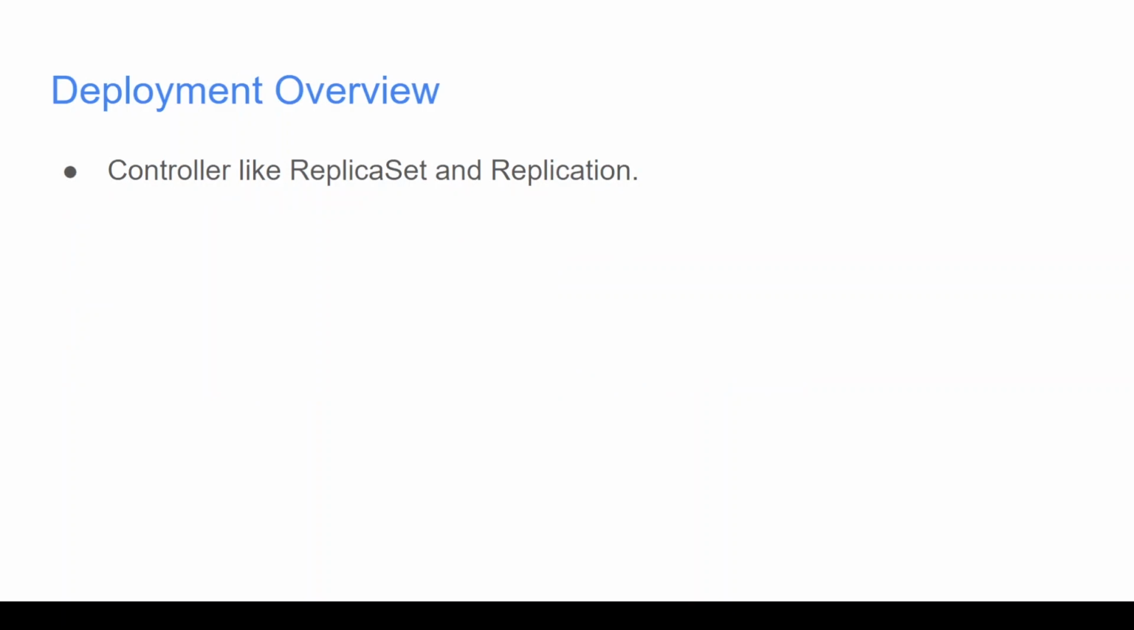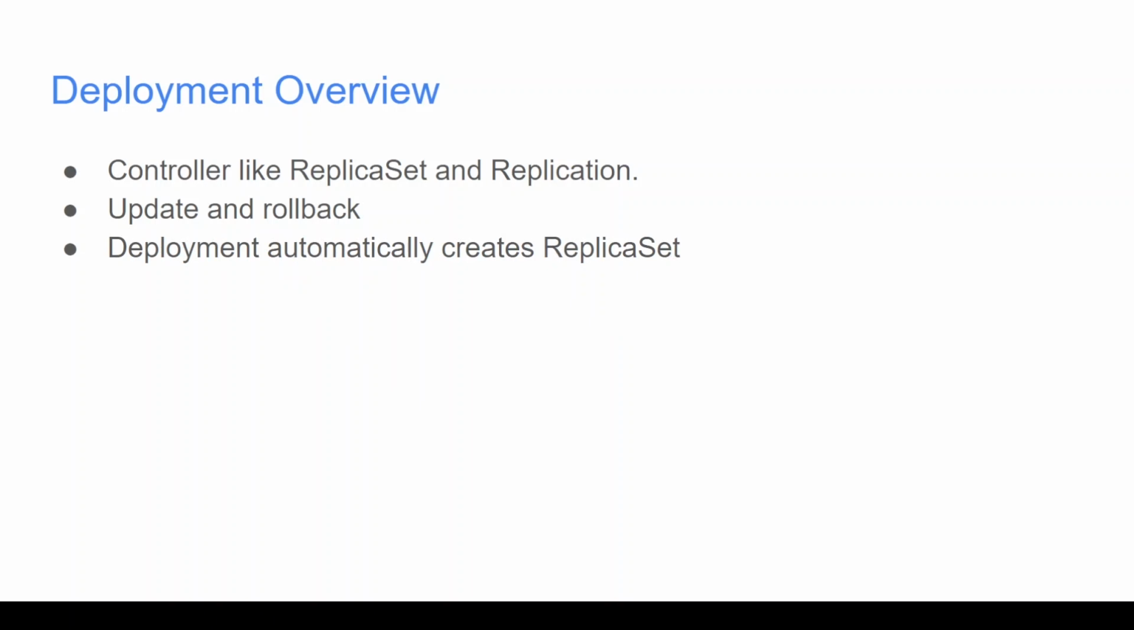So now we will see the overview. It is a controller, like the ones we use with replica set and replication controller. Because of that we can have our application deployed, and when our application is configured through deployment, it is very easy to update our application and roll back. Deployment automatically creates a replica set, so we do not need to create a replica set. It has multiple upgrade options, and its default is rolling update.